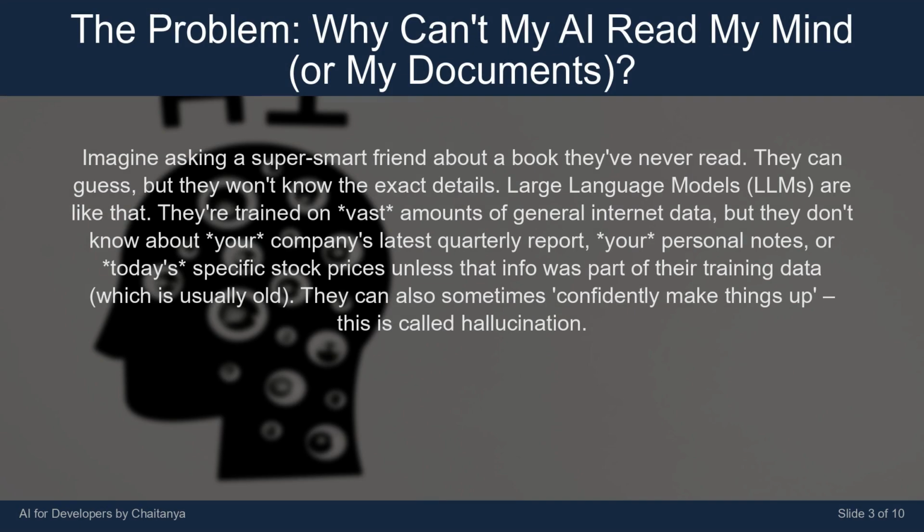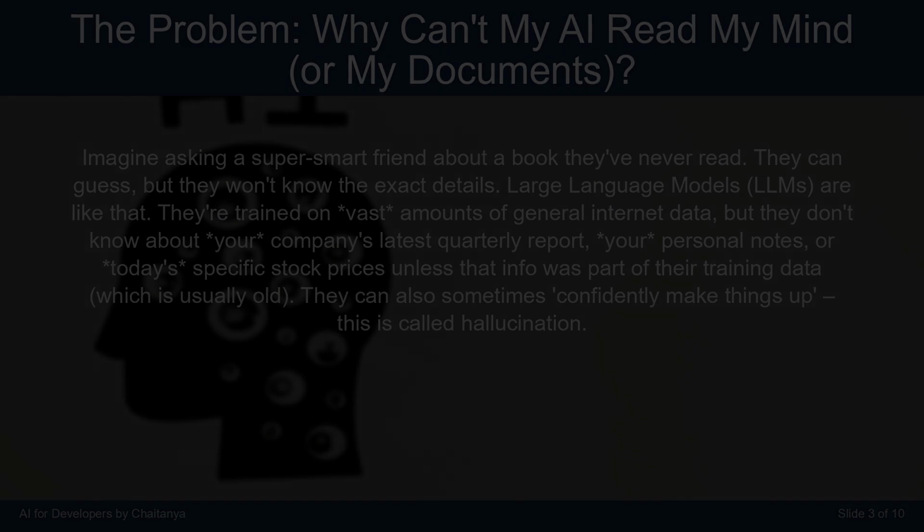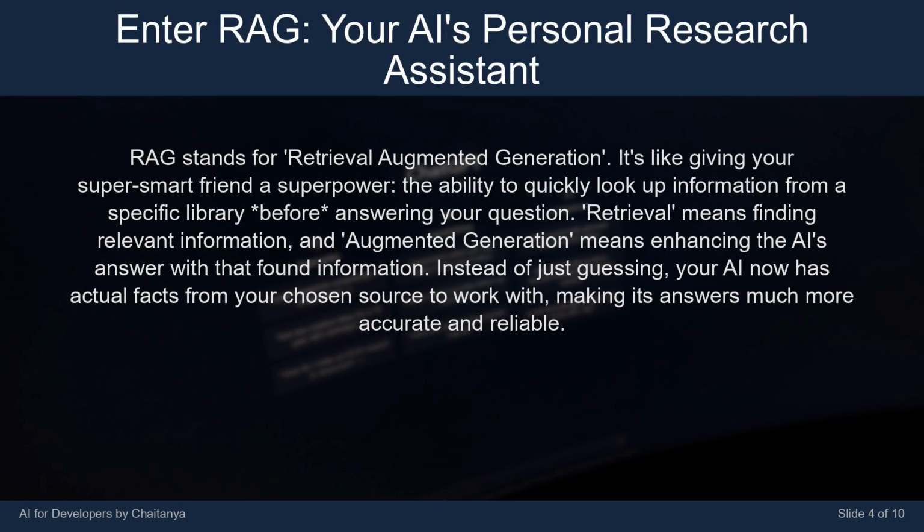Imagine asking a super smart friend about a book they've never read. They can guess, but they won't know the exact details. Large language models, LLMs, are like that. They're trained on vast amounts of general internet data, but they don't know about your company's latest quarterly report, your personal notes, or today's specific stock prices unless that info was part of their training data, which is usually old. They can also sometimes confidently make things up. This is called hallucination.